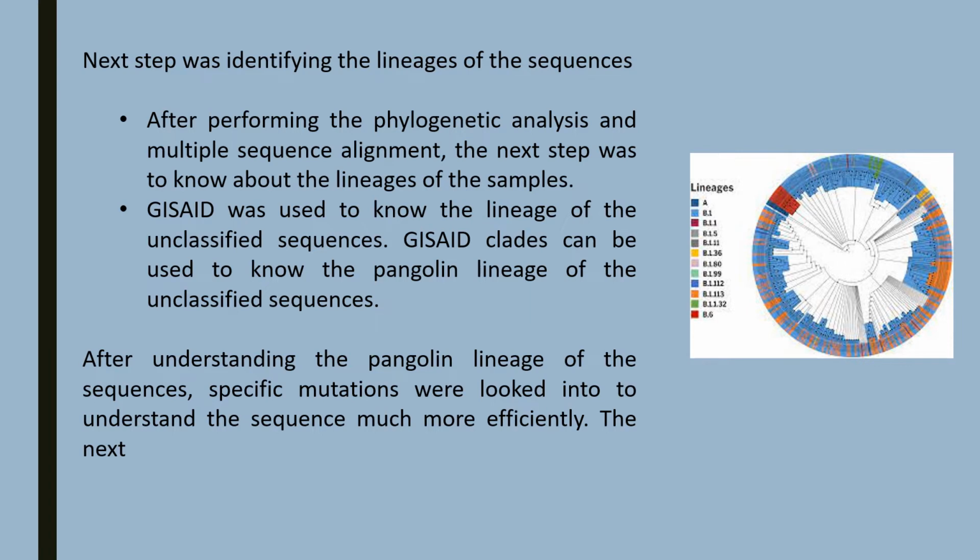After that, the next step was identifying the most prevalent mutation among the unclassified sequences. After understanding the pangolin lineages of the sequences, specific mutations were looked into to understand the sequence much more efficiently. This was done using the Pangolin lineage list and outbreak.info. Majorly, the S protein was looked at since it is a key component of the virus that affects its infectivity.